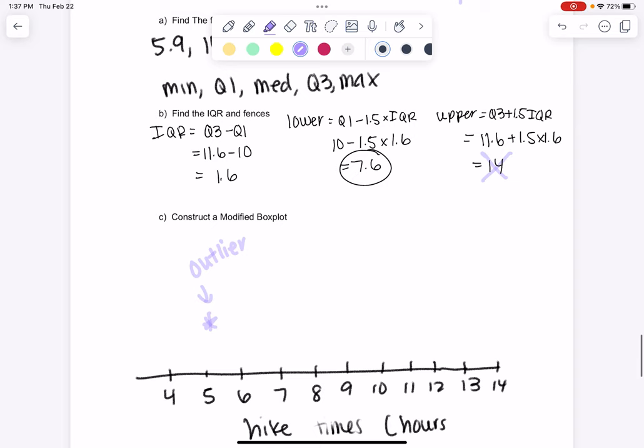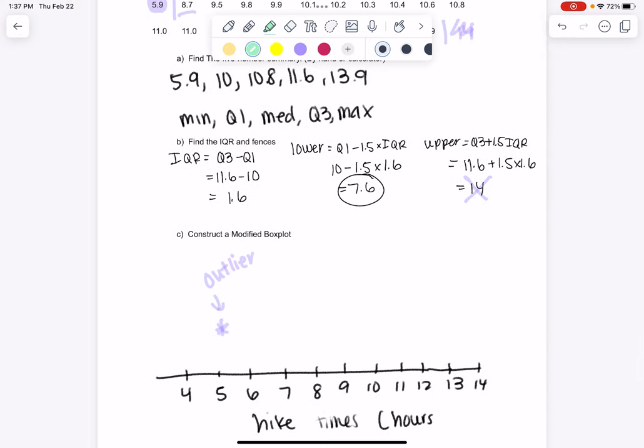And then our box, let's start with the box. The box is the middle three numbers. So 10 for Q1, 10.8 for the median, and 11.6 for Q3. So we have a box, it's 1.6 wide from the IQR. One end is Q1, the other end's Q3, median in the middle. And then we can make a tail to the max at 13.9.